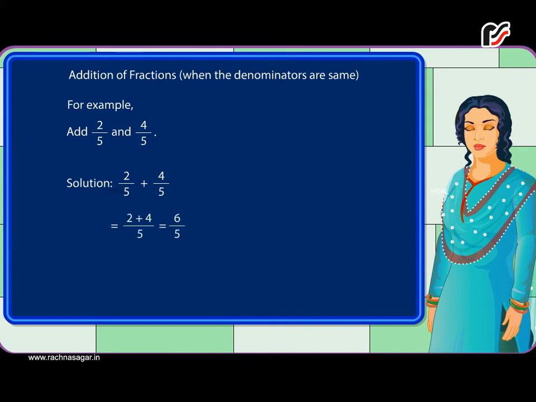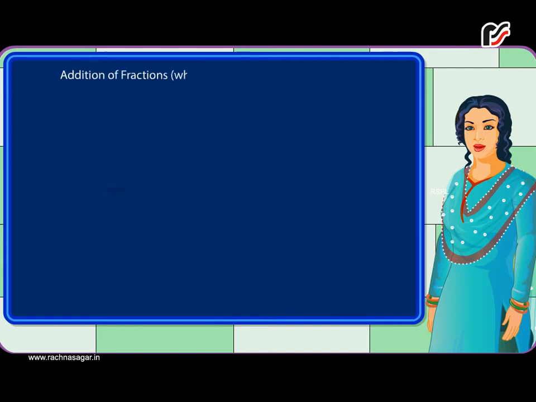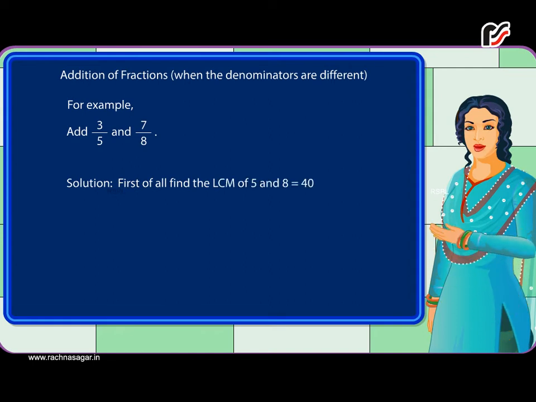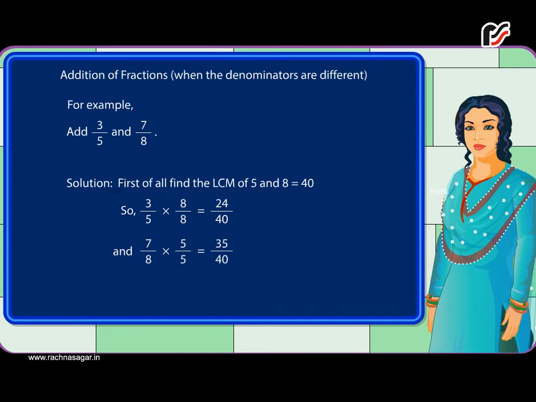which is equal to 6 by 5. Addition of fractions when the denominators are different. For example, add 3 by 5 and 7 by 8. Solution. First of all, find the LCM of 5 and 8, which is equal to 40. So, 3 by 5 into 8 by 8 is equal to 24 by 40 and 7 by 8 into 5 by 5 is equal to 35 by 40. Thus, 24 by 40 plus 35 by 40 is equal to 59 by 40.